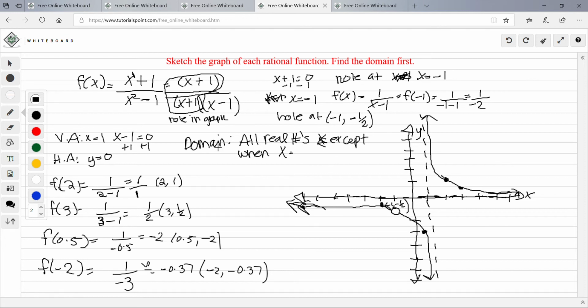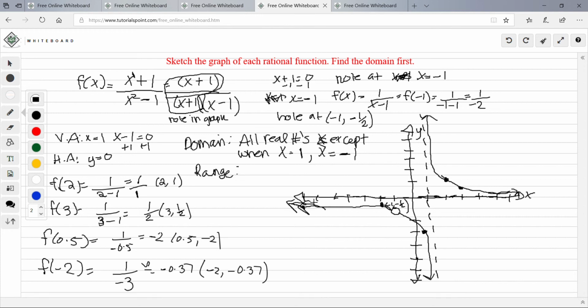It can never be 1, right? And what else? It can't go through our whole graph, right? Our x value is -1, so y could be 1, and then x cannot be -1. That's because that's the hole in our x value. What do you think our range is going to be?